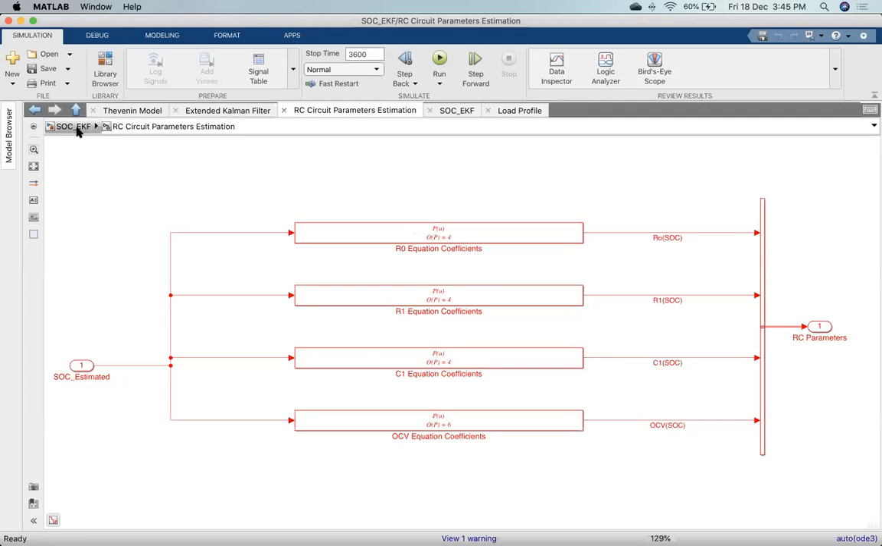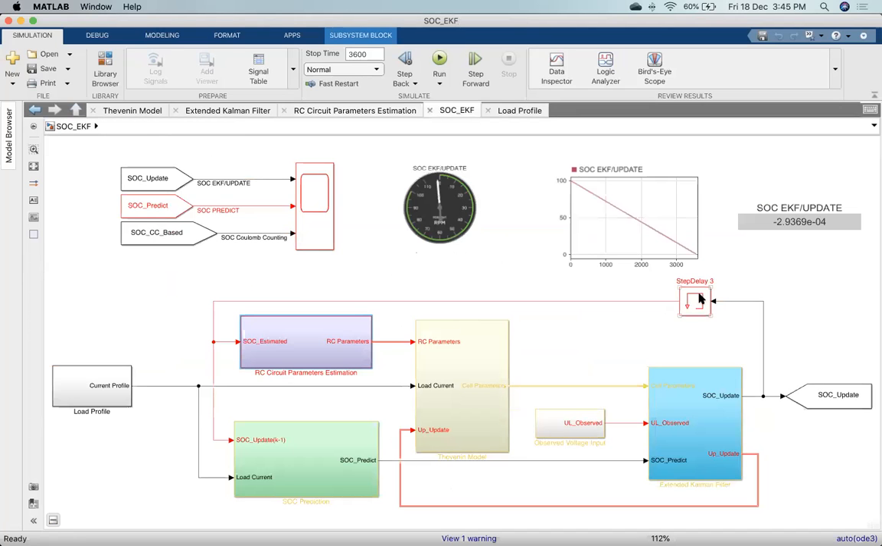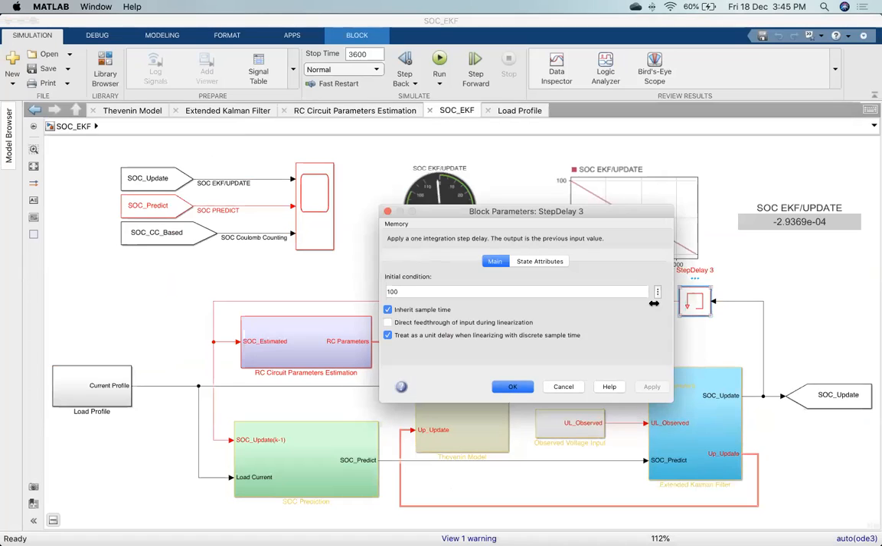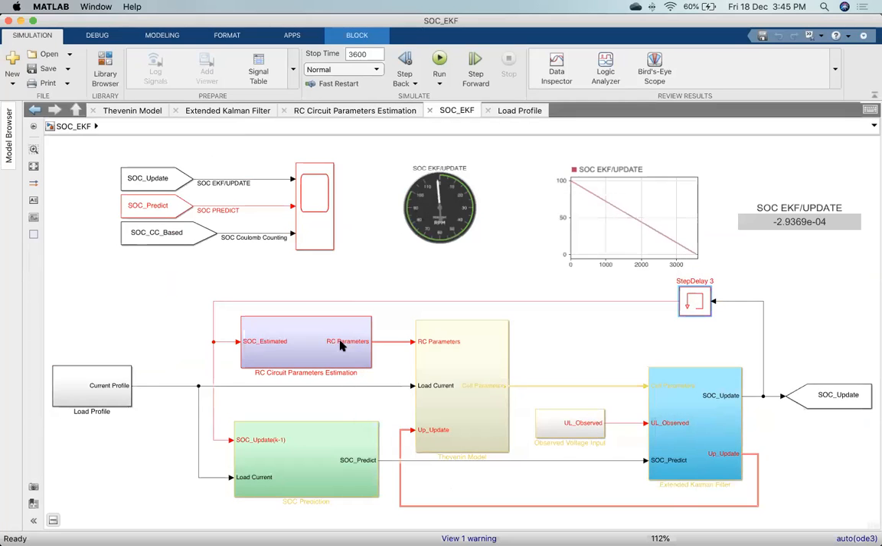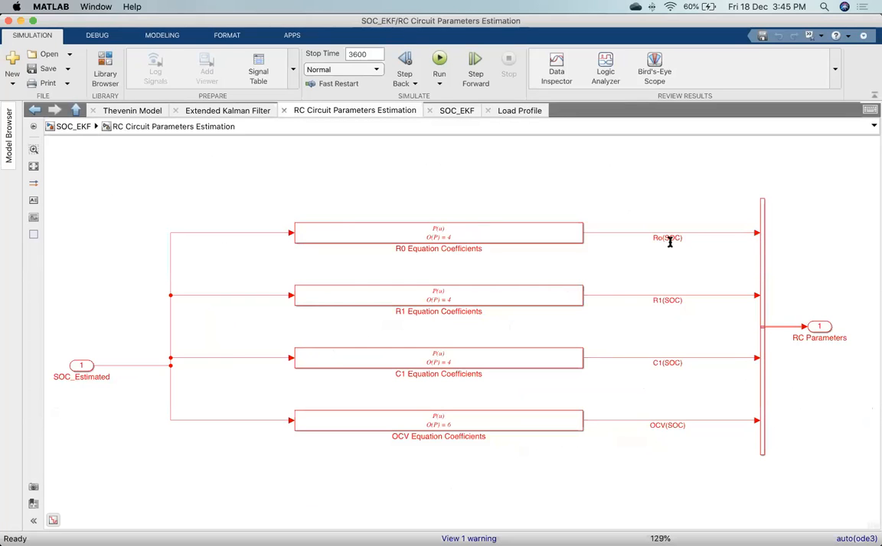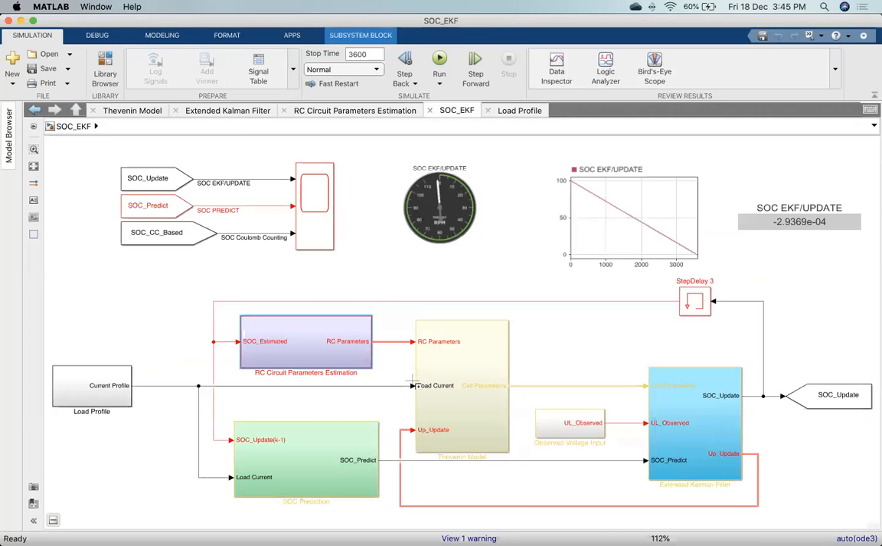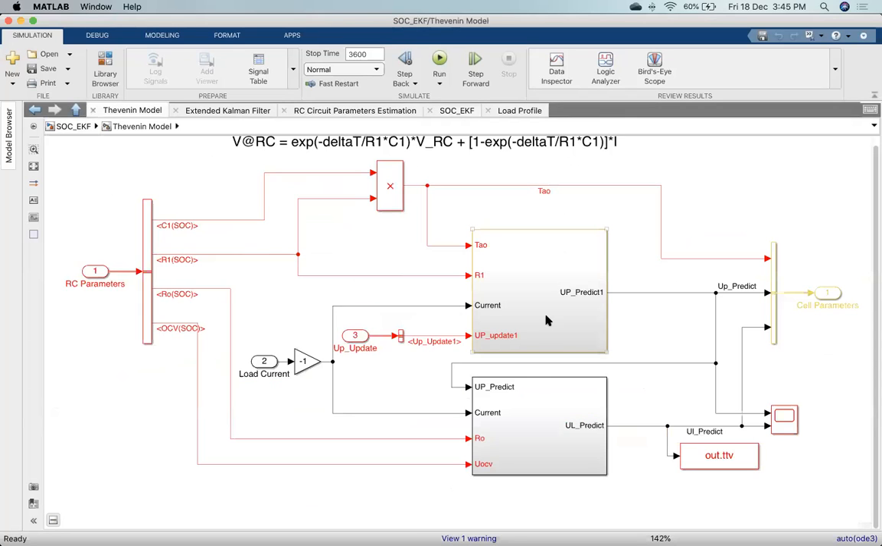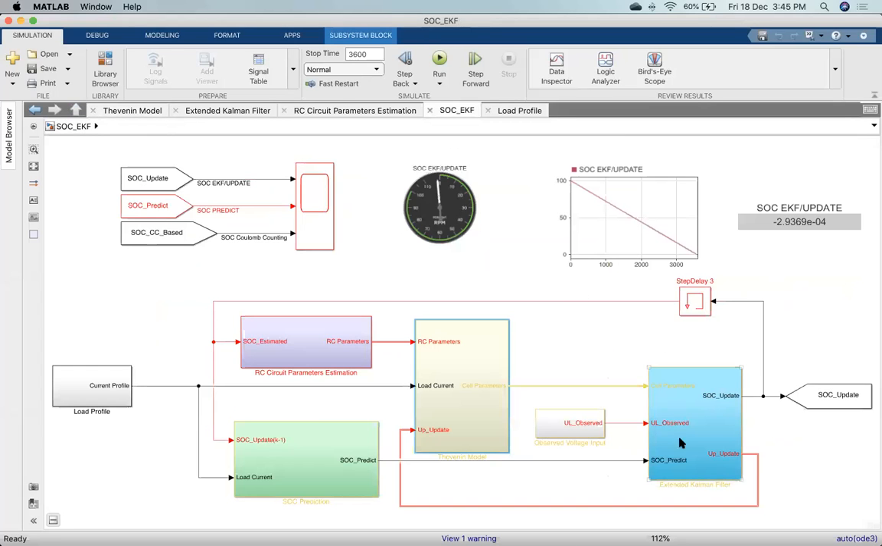Initially, here is the starting point. I kept it as a 100% initial condition. At SOC equal to 100%, it will calculate R0, R1, C1 and the data, and send it to the cell model. Here I calculate the voltage across the RC circuit and the terminal voltage, which I'll use back in my EKF Kalman filter. Another thing is SOC prediction. We have to predict the SOC values, right?